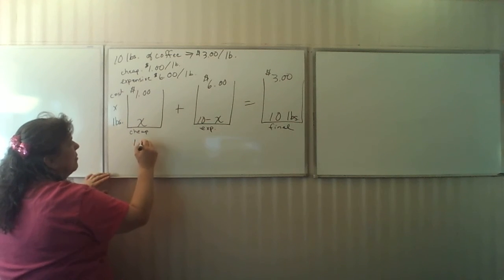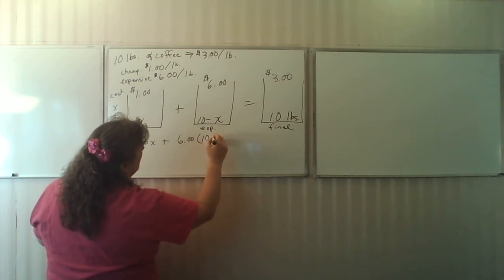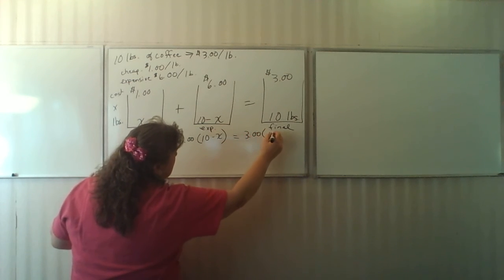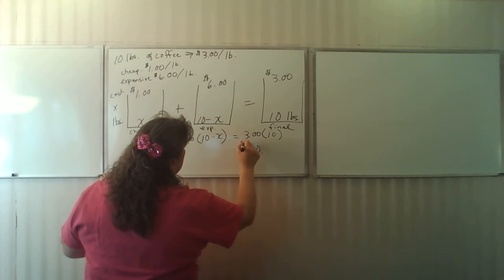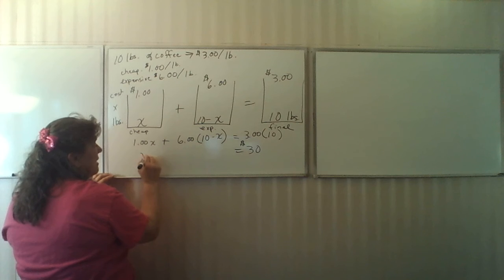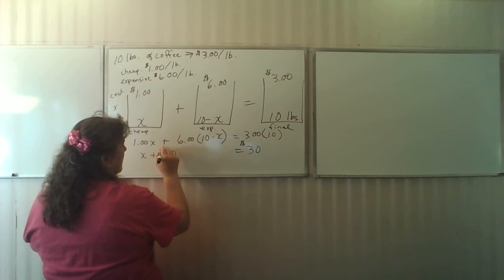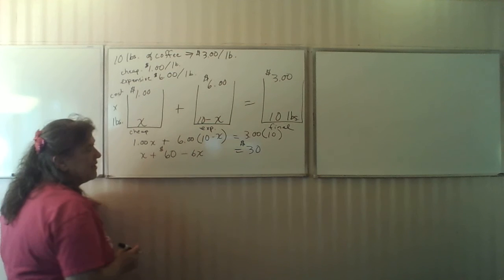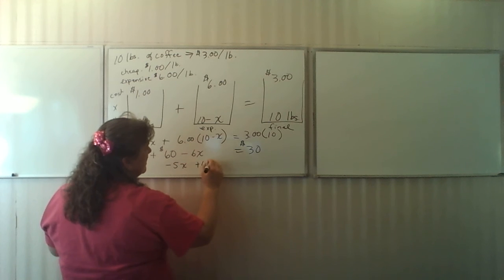So 1.00x plus 6.00 times 10 minus x is equal to $3 a pound times 10 pounds. So $3 times 10 is going to give me $30. And I don't need to add the zeros. This becomes x, or 1x, plus 6 times 10 is $60, minus 6x, because 6 times x is 6x. X minus 6x is a negative 5x, plus 60 equals 30.